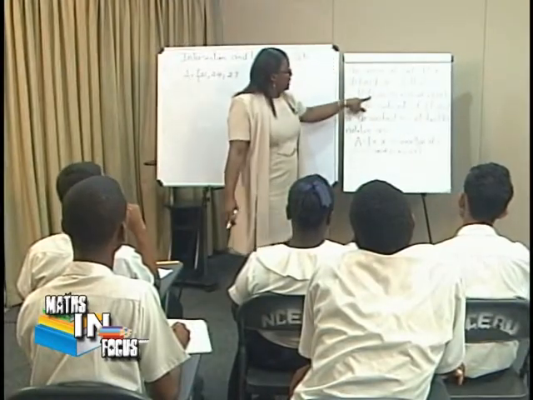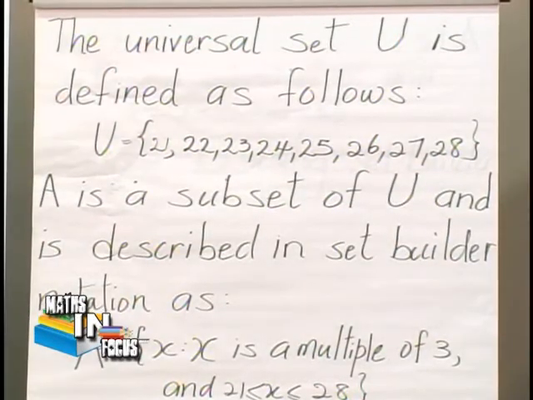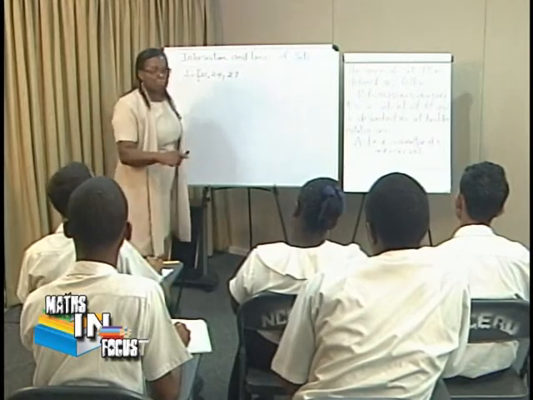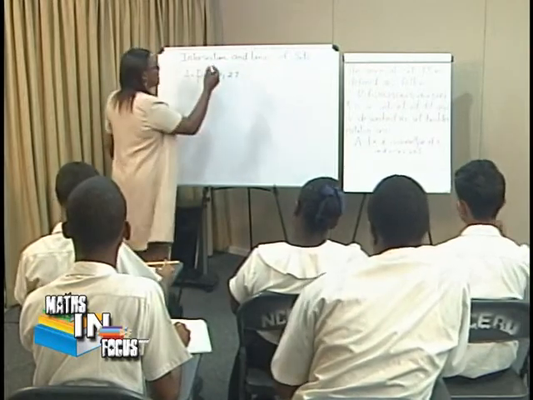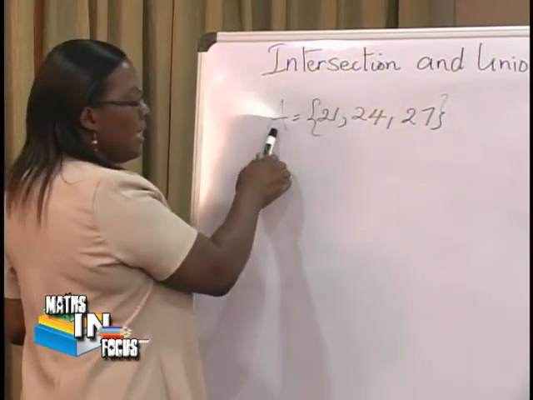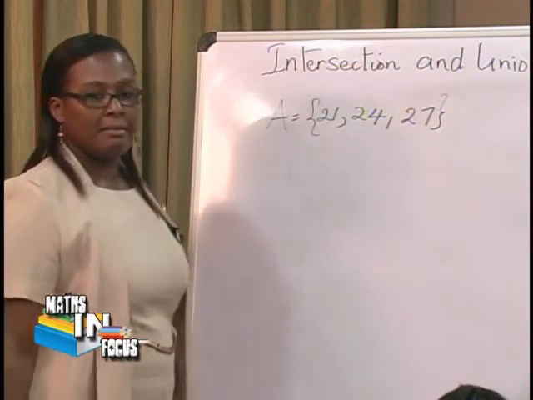It begins at 21 and it ends where? 28. So even though 30 is a multiple of 3, we cannot include it because it's not in our universal set. So we close off. Here we have listed our set A and the elements are 21, 24, and 27.